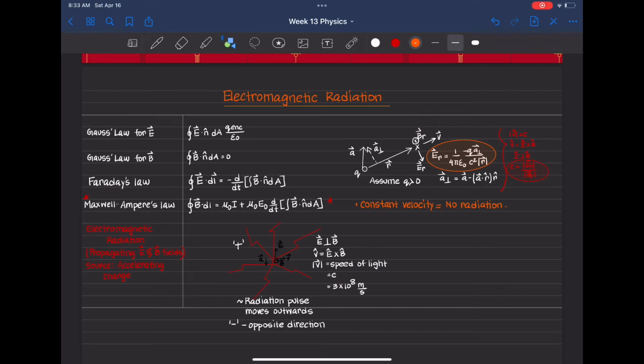Something I already knew was that constant velocity has no radiation. You need the particle to be accelerating in order to get radiation. And something I learned that was very interesting was the concept of proportion: the speed of light is actually the proportion of the electric field and the magnetic field, which I found very interesting.